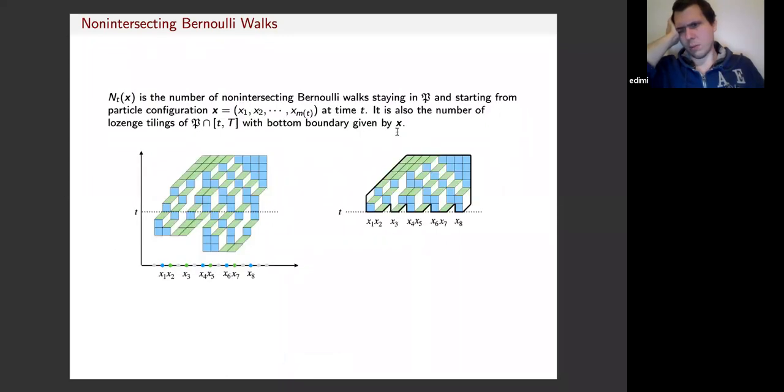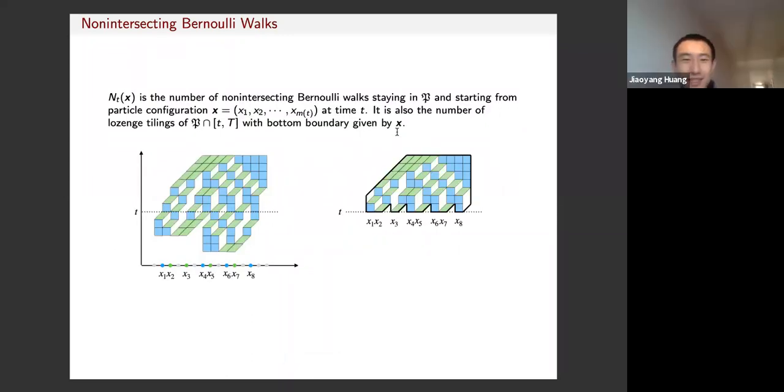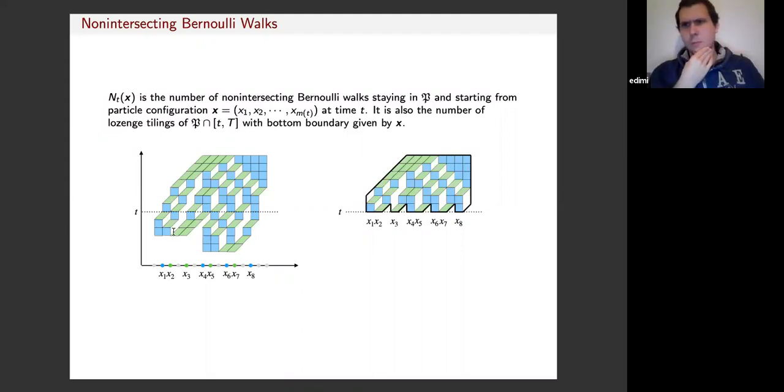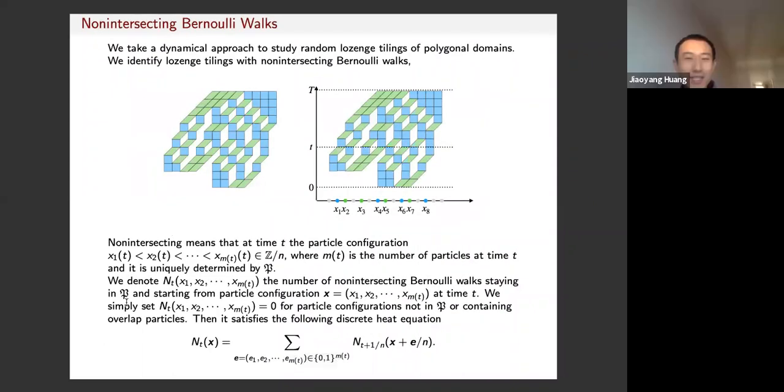So what happens if the number of particles changes from level to level? That's possible, right? Here, the change only happens if there's a horizontal boundary edge. Otherwise, the number of particles will not change. But in your recurrence formulas, what changes? In this recursion, basically at this time, you will have N_t(x).